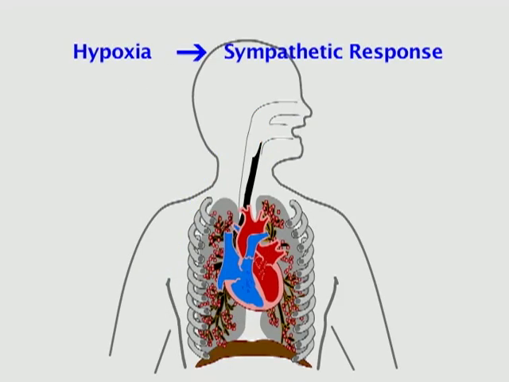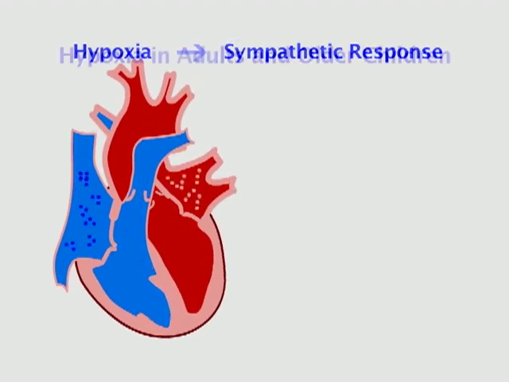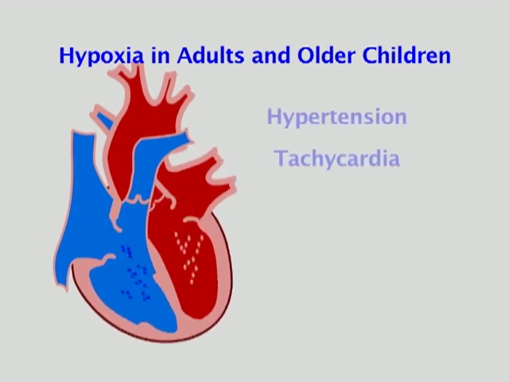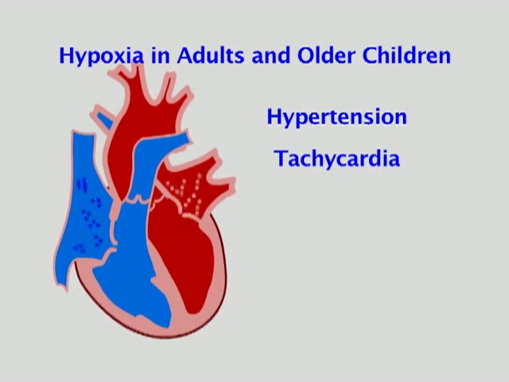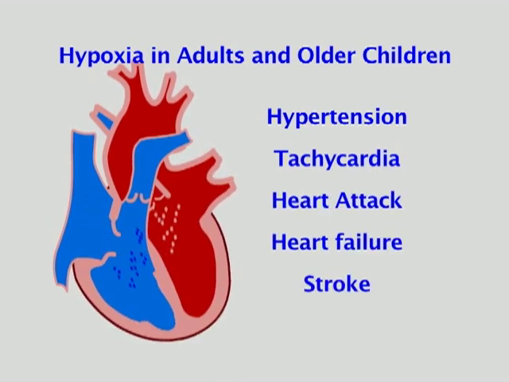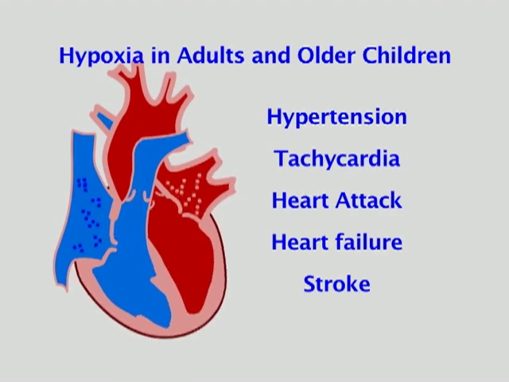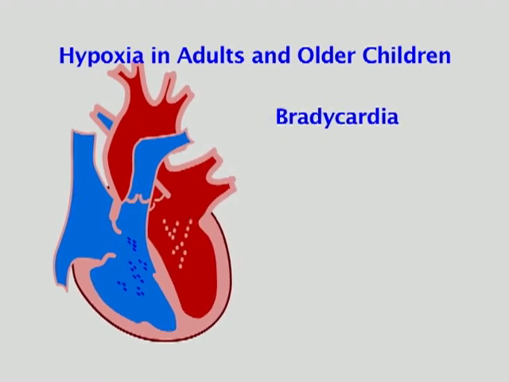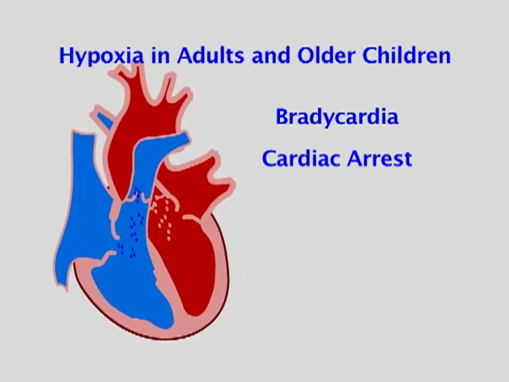As oxygenation falls, the body compensates by activating the sympathetic nervous system in an attempt to maintain oxygen delivery to the major organs. For adults and older children, hypertension and tachycardia develop. For the patient with marginal cardiac reserve, this can increase the risk of heart attack, heart failure, and stroke. With prolonged and severe hypoxia, the cardiovascular system ultimately fails, and bradycardia develops. At this point, cardiac arrest is likely unless hypoxia is relieved.